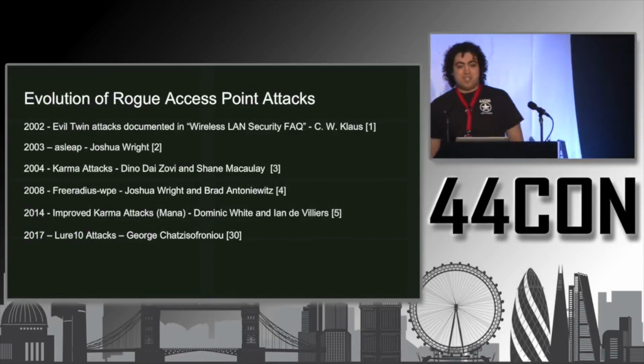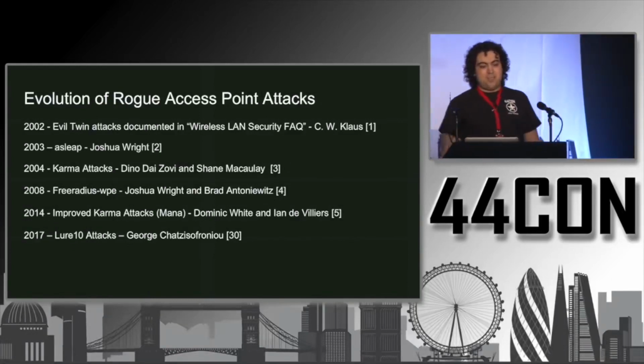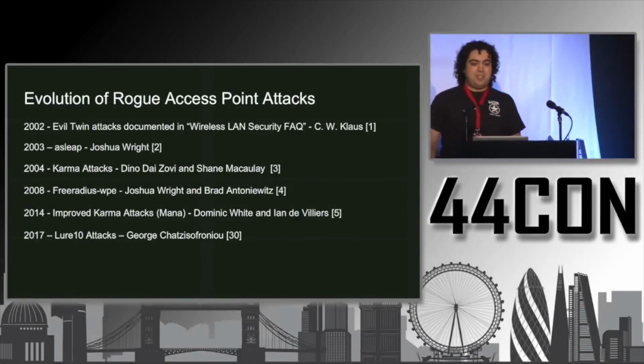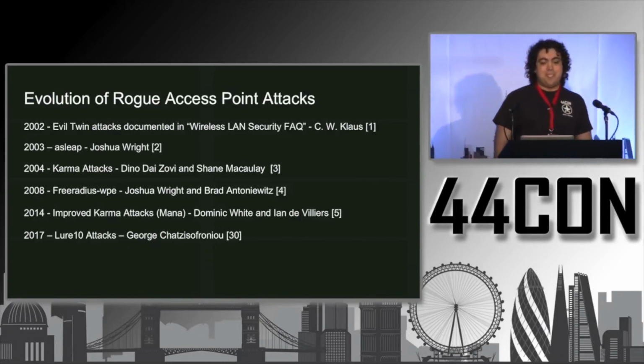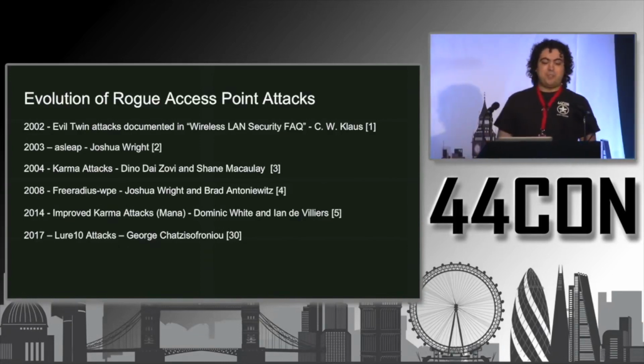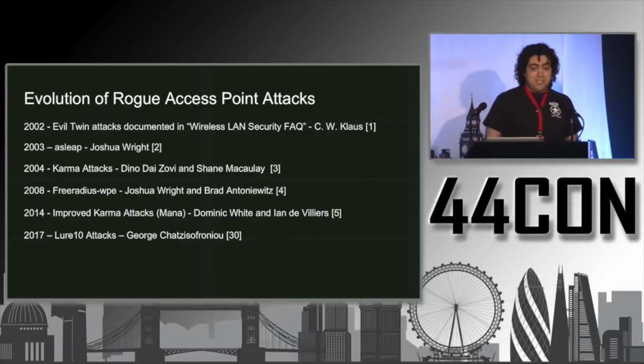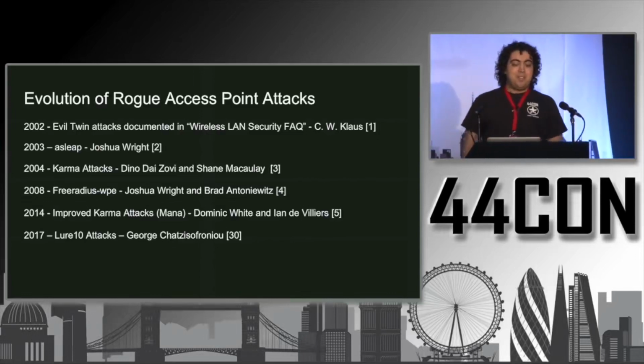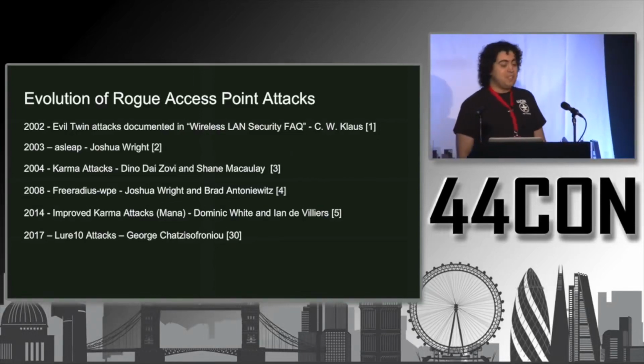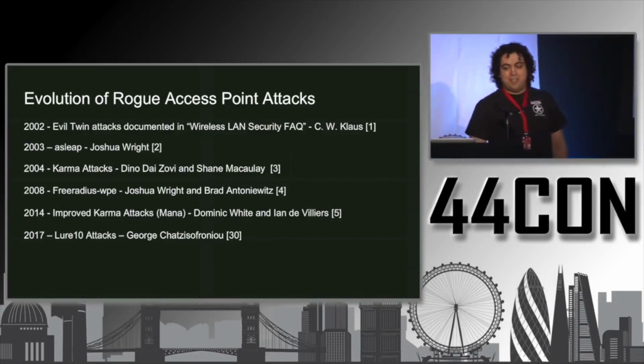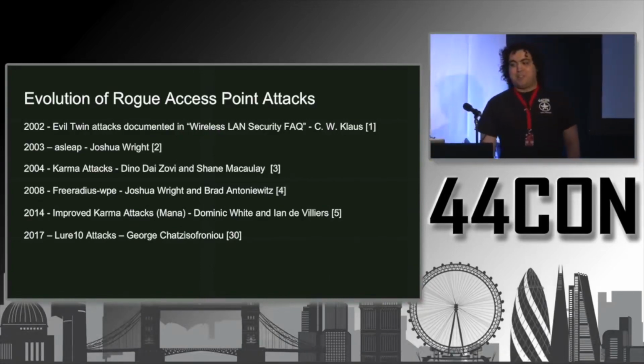This is something that's been around since probably before the earliest reference that I could find to it, which was this wireless LAN security attack by C.W. Klaus back in 2002. In 2003, the infamous ASLEAP came out. That was built by Josh Wright. 2004, you start to see karma attacks. It's a new variation of the rogue AP attack, and that was Dino Dai Zovi and Shane Macaulay.